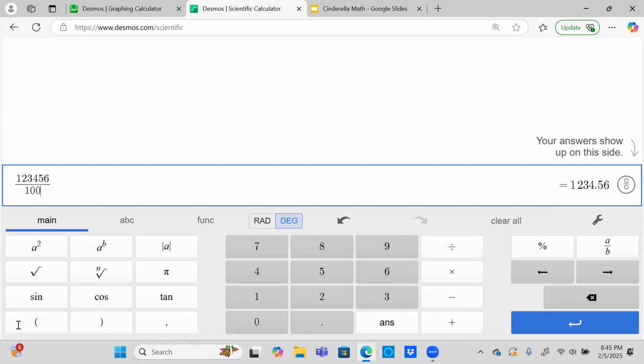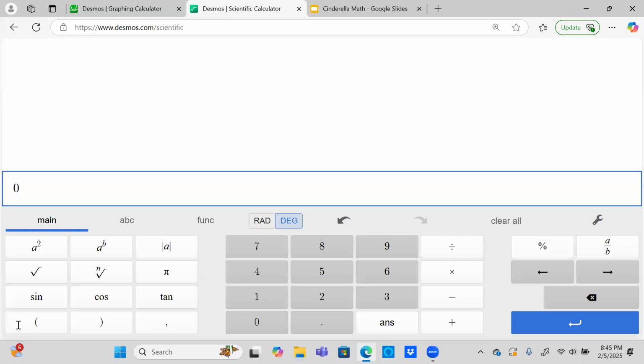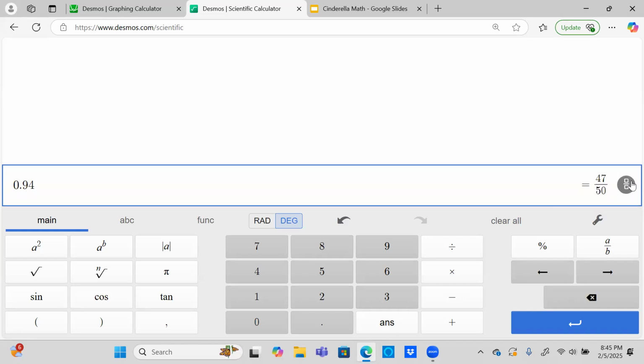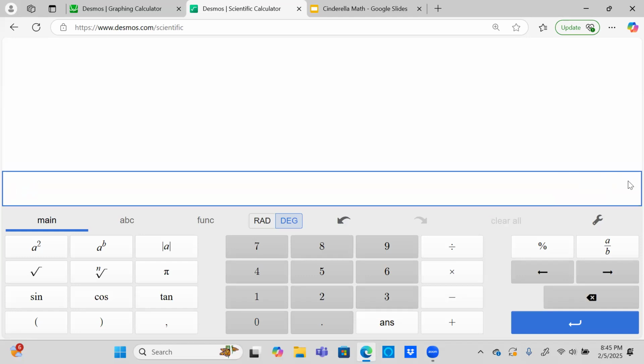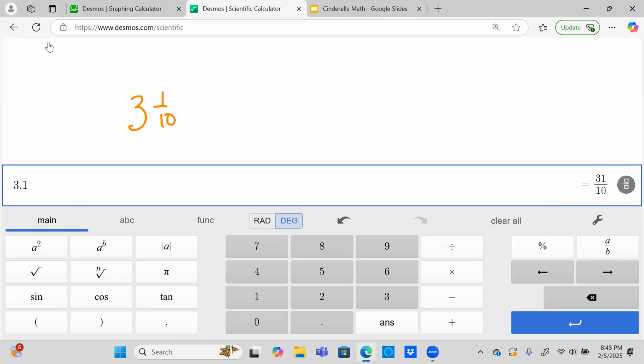Okay, so you can do this for anything. So let's do 0.94. And then see to the right-hand side, convert to fraction, boom. And they will already reduce for you. So that's nice. If you have a mixed number, let's do like 3.1. So I would write that as 3 1/10. And then that does not reduce. I bet they'll give us the improper. Let me click the fraction. Yes. So they will give you the improper.